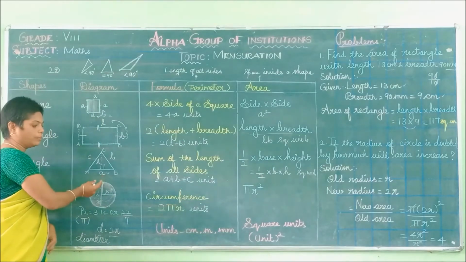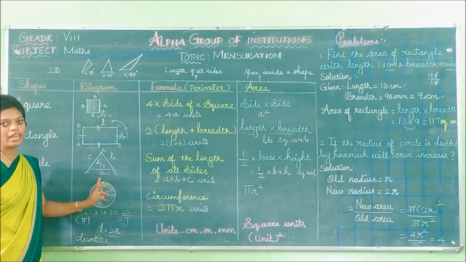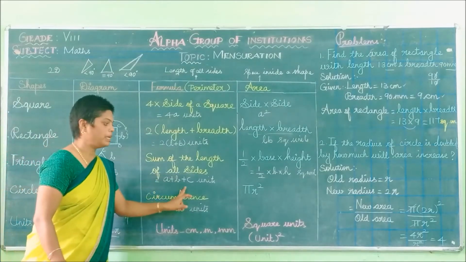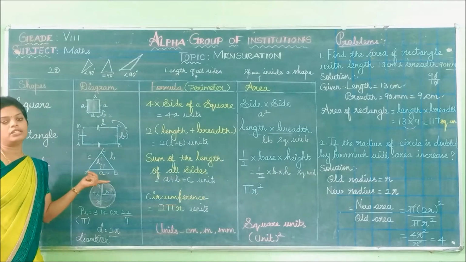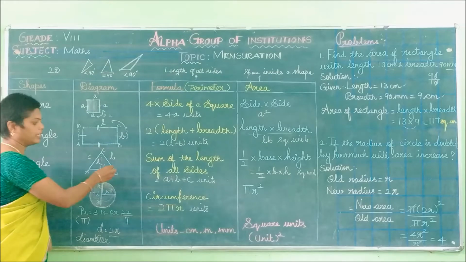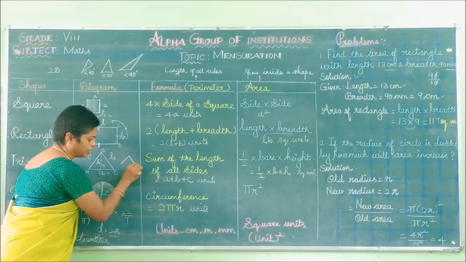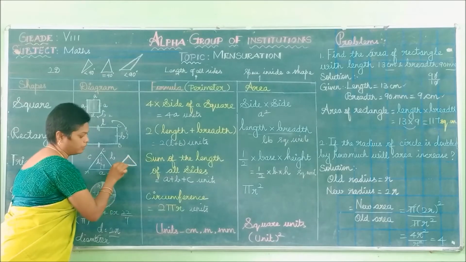The sides will be taken as A, B, C. So if the sides are given, the perimeter will be A plus B plus C units. Or else, if they give the same measurement, that is an equilateral triangle, where the measurement of all sides will be the same.